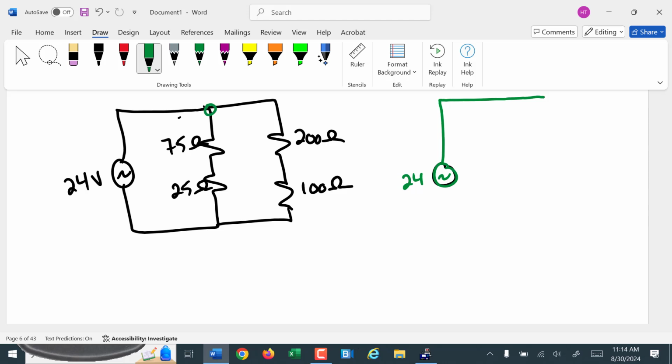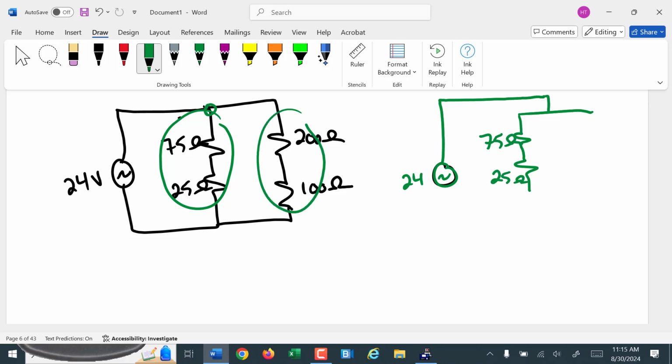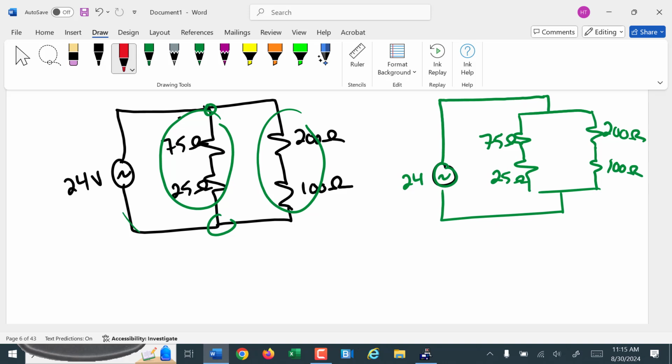So here, this is obviously a combination of resistors in series and parallel. So once again, I'm going to draw it with my voltage source on the left. We hit a branch here, so we're going to branch them off. One branch has two resistors on it, the 75 ohm and the 25 ohm. The other branch also has two resistors, the 200 ohm and the 100 ohm. And then they come back together, and then that goes back to the voltage source.